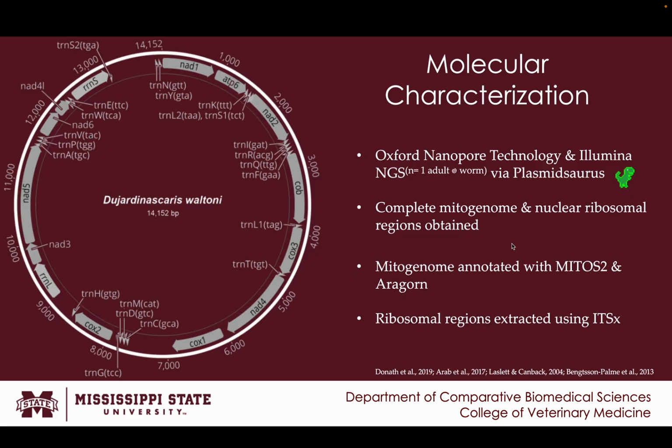For our molecular characterization, we used Oxford Nanopore technology and Illumina via Plasmidsaurus. It's a great company. We completed the mitogenome and nuclear ribosomal regions. The mitogenome was annotated with MITOS2 and ARAGORN. The ribosomal regions were extracted using ITSx.